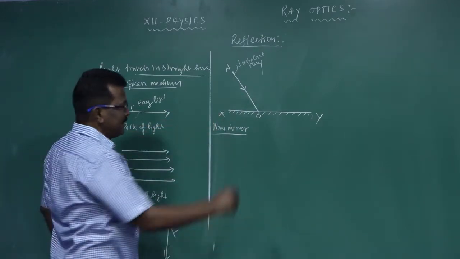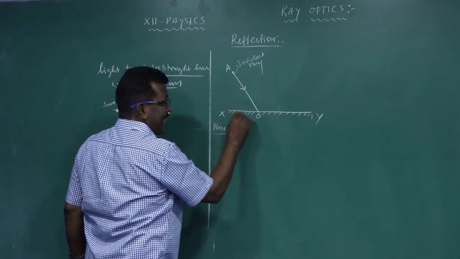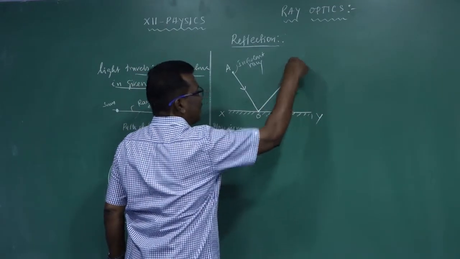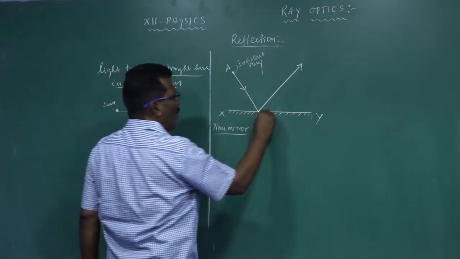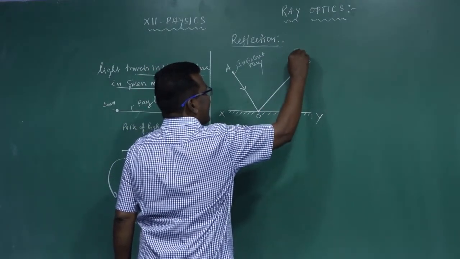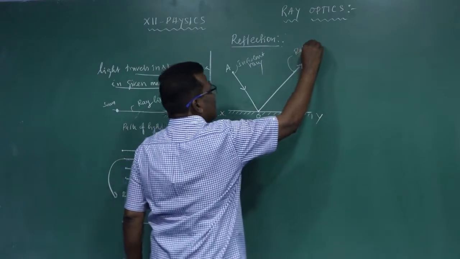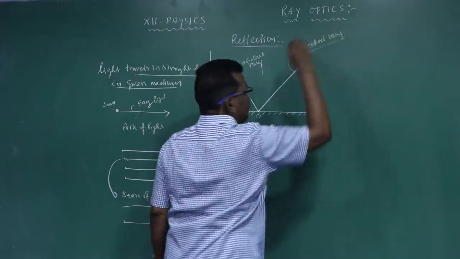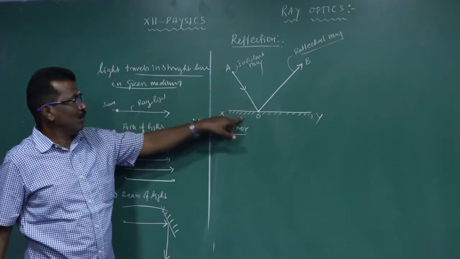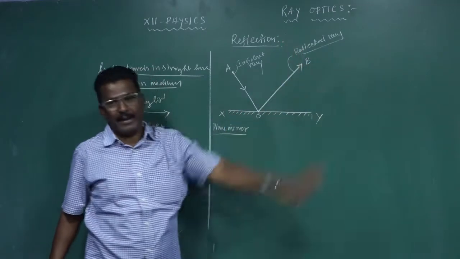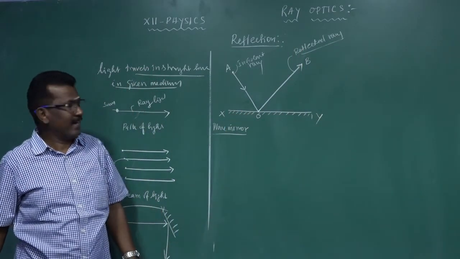After incidence at a point O on the XY surface, it is reflected back along OB. So OB is called the reflected ray. AO is called the incident ray. OB is called the reflected ray.